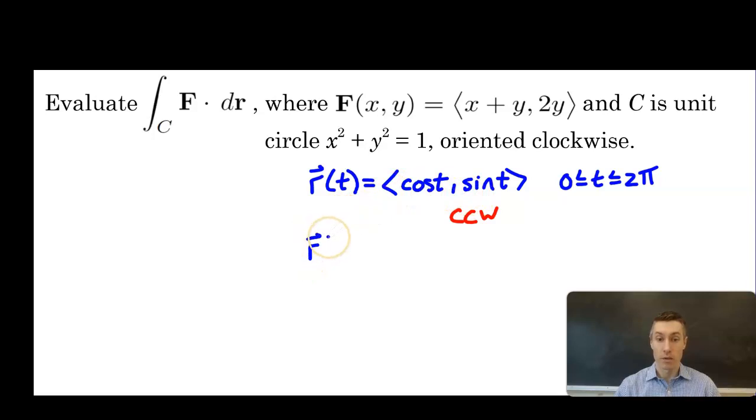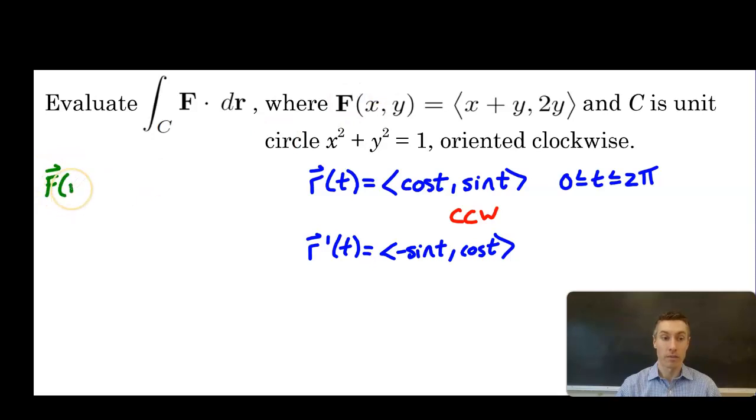So then we continue on with the problem. So r prime of t is going to be negative sine of t, cos t. We redefine the vector field, which in this case is cos t plus sine t, and then 2 sine t.